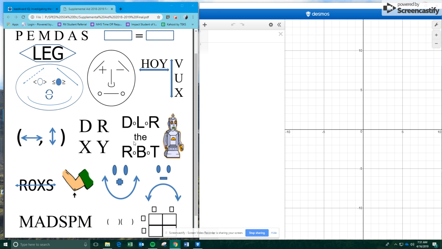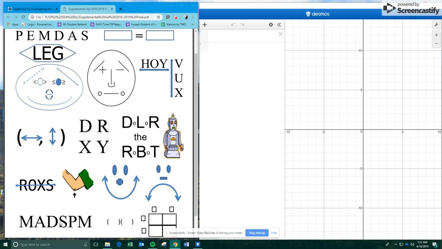Hey guys, we're going to quickly go over the exponent rules, which is not a topic we're covering in class, but it is very simple. On your supplemental aid, what we learned as our acronym for our exponent rules was MAD-SPAM. What it tells us is that if we are multiplying bases with exponents that are the same, we'd actually add the exponents.